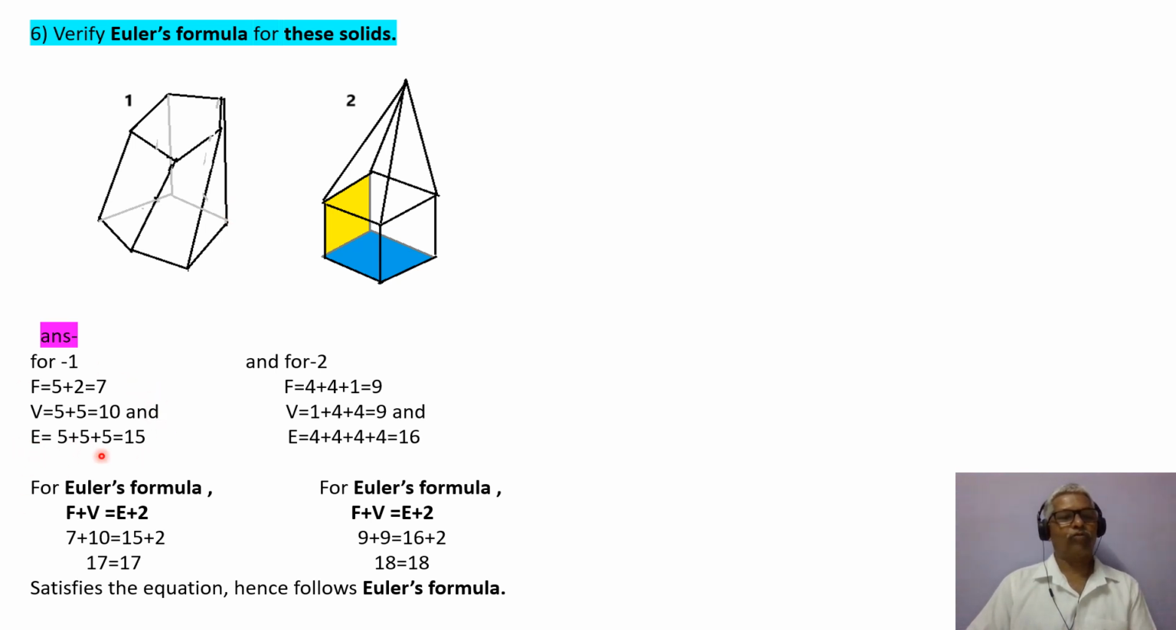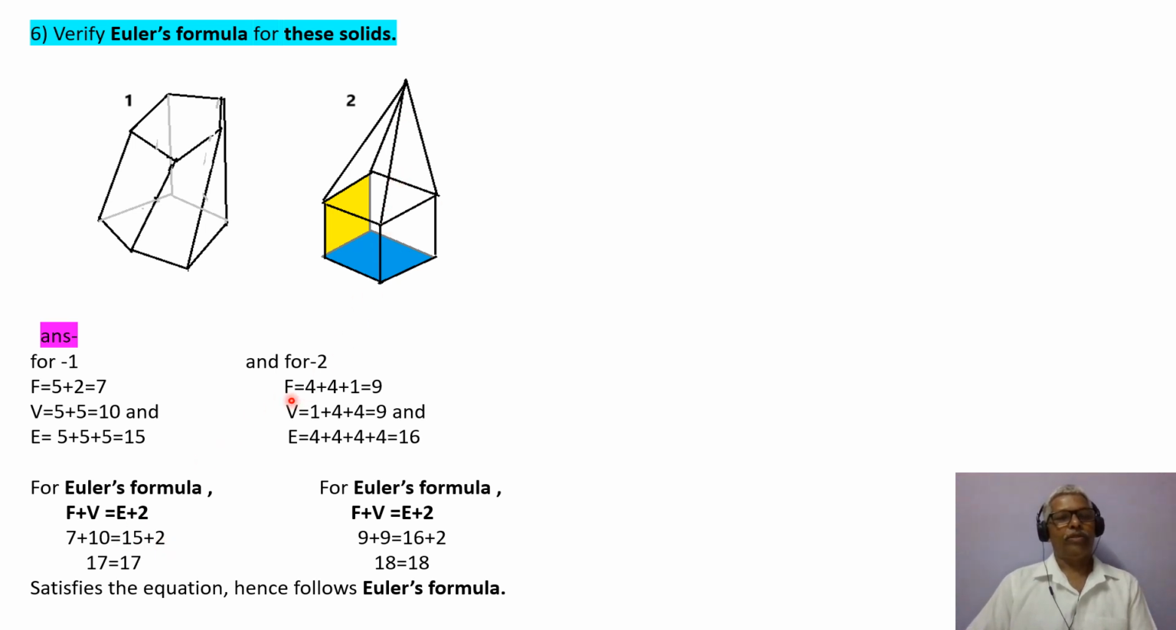Always try to follow this technique, because if you write directly, there is nothing wrong, but you cannot verify whether these are wrong or right. So this is a nice technique. Okay, so we go ahead with Euler's formula for this. F plus V equal to E plus 2, where F is 7 plus 10 equal to E is 15 plus 2. This is 17. This is 17. Okay, it satisfies for this, and we will now check for the second one.